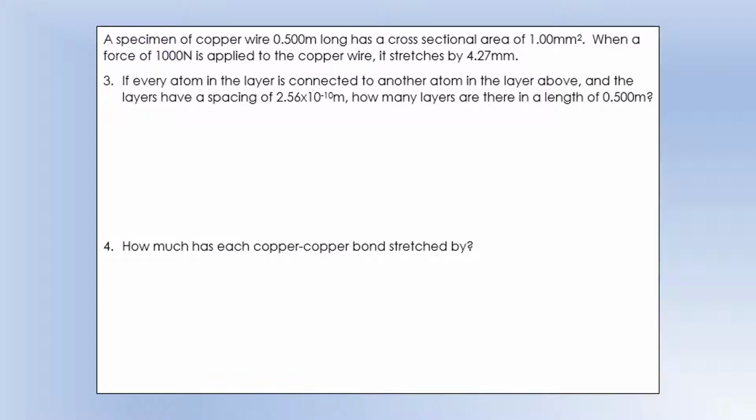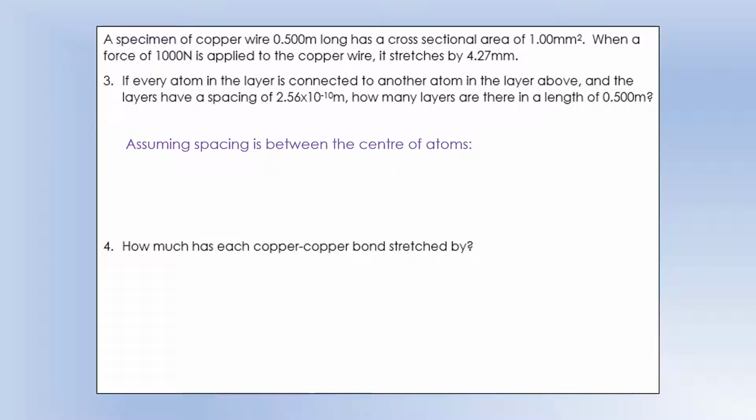Okay. So a specimen of copper is half a meter long, has a cross-sectional area of 1 millimeter squared. When a force of 1000 is applied to the copper wire, it stretches by 4.27 millimeters. If every atom in the layer is connected to another atom in the layer above, and the layers have a spacing, again the same value we've had before, how many layers are there in a length of 0.50?